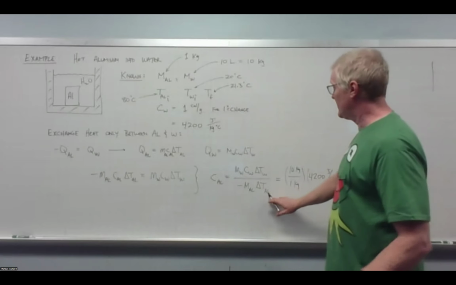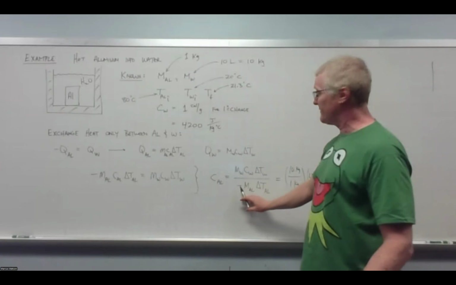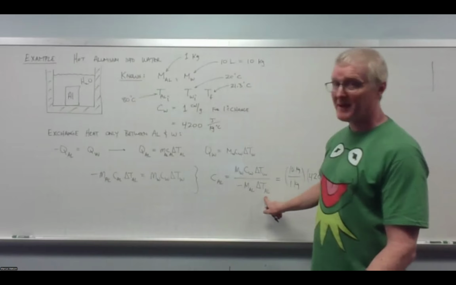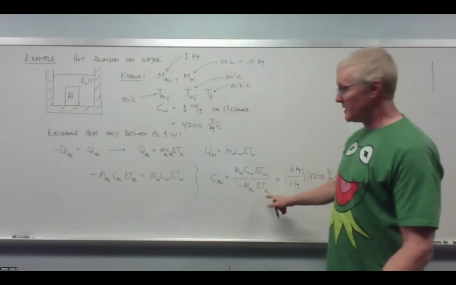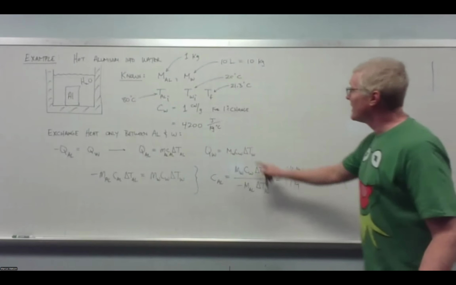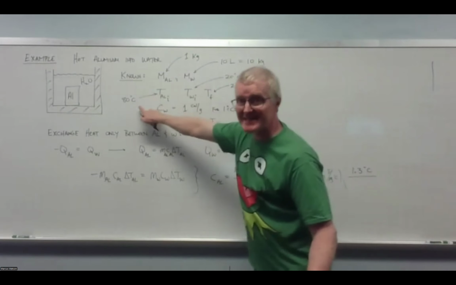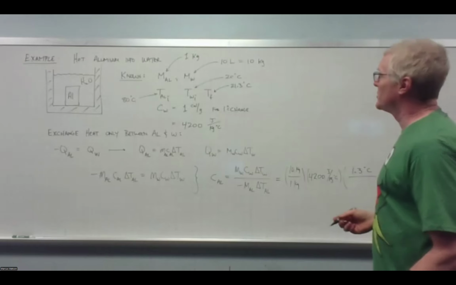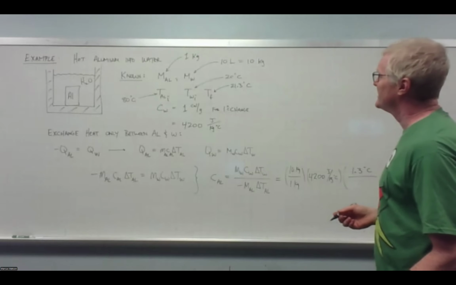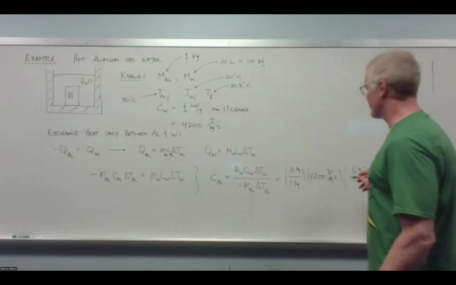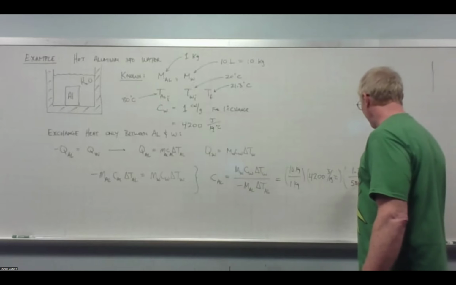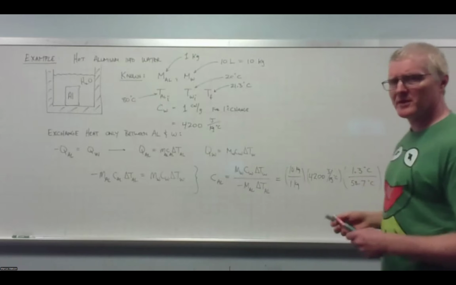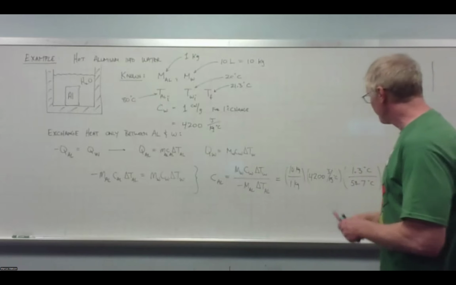And the delta T of aluminum, I'm going to factor this minus through into the delta T of aluminum. Now, this would be final minus initial, right? So normally this would be 21.3 minus 80, but I'm going to pull the minus through. So 80 minus 21.3, that would be 60 minus 1.3. So I guess it's 58.7. That seems to be okay. Is that about right?